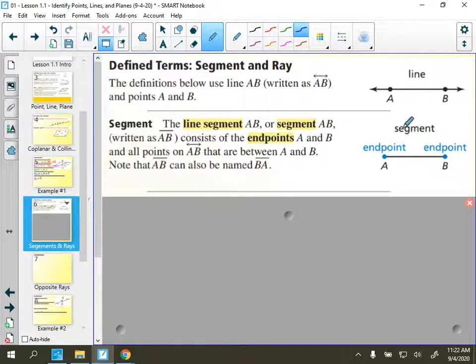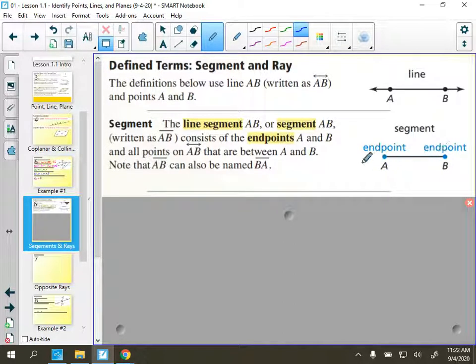If line AB is everything that's starting right here, that goes forever this way and forever this way, we're talking about an infinite piece that we can't really measure. It goes on forever, whereas a segment is a piece of that line, consisting of endpoints A and B, a beginning and an end. It doesn't really matter left to right, but we have the ability to measure, whether it's a ruler or whatever. I can measure this segment. It has length.